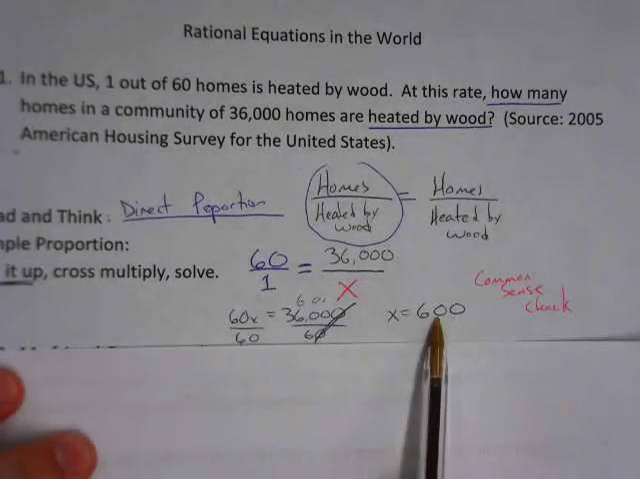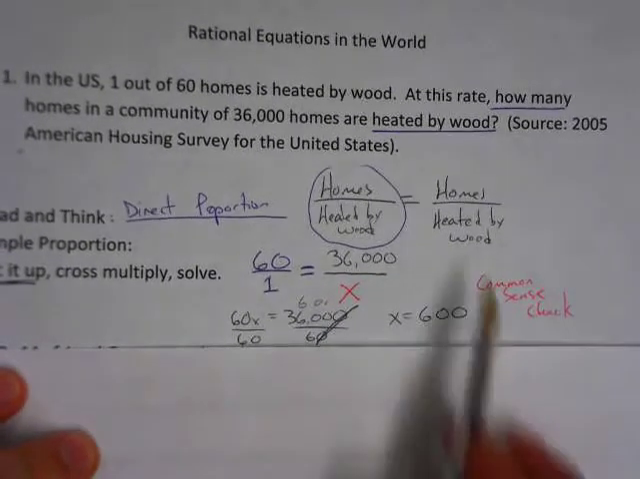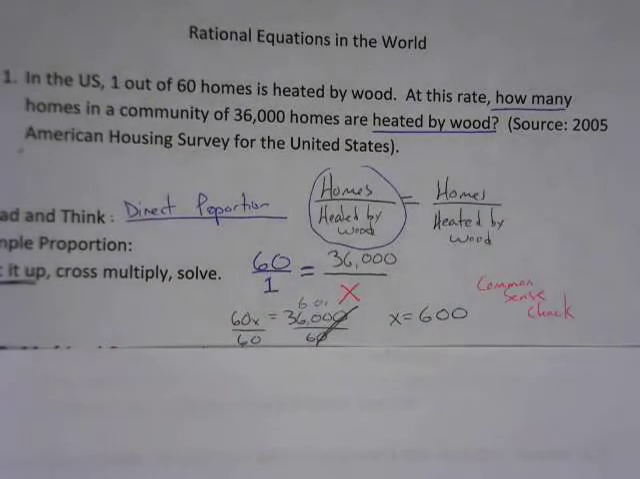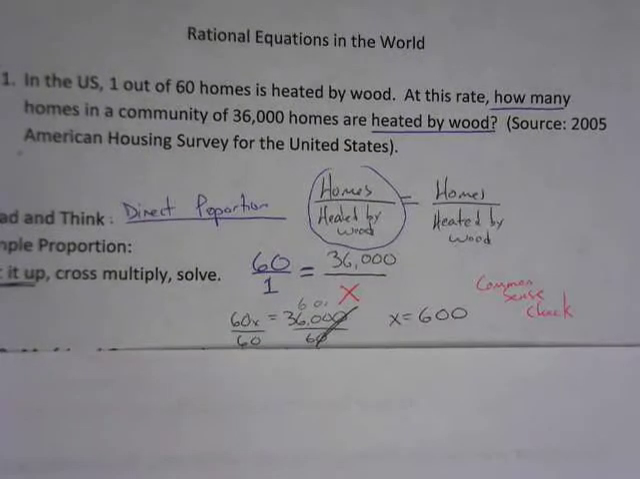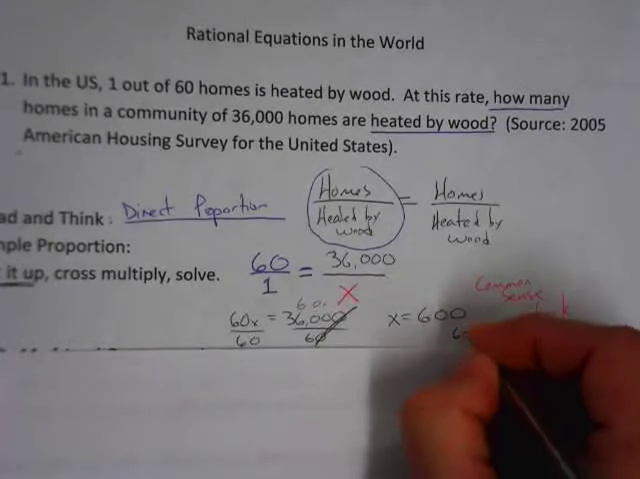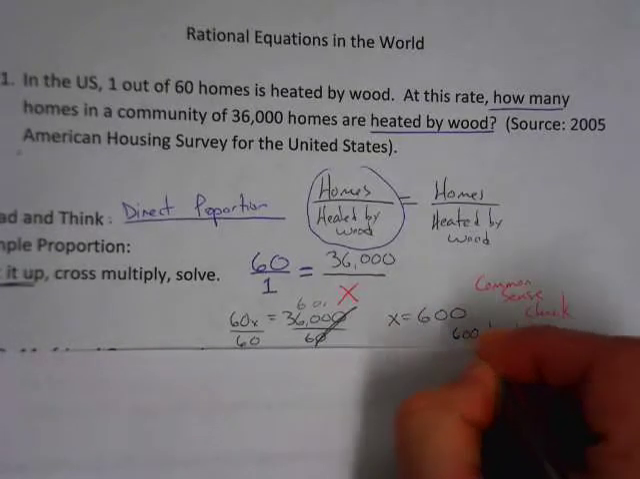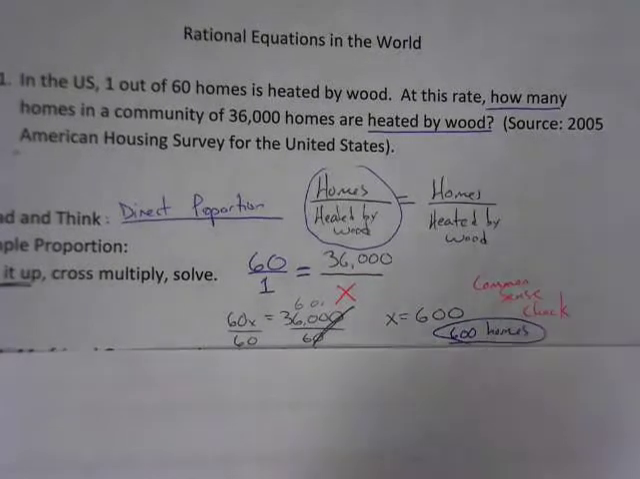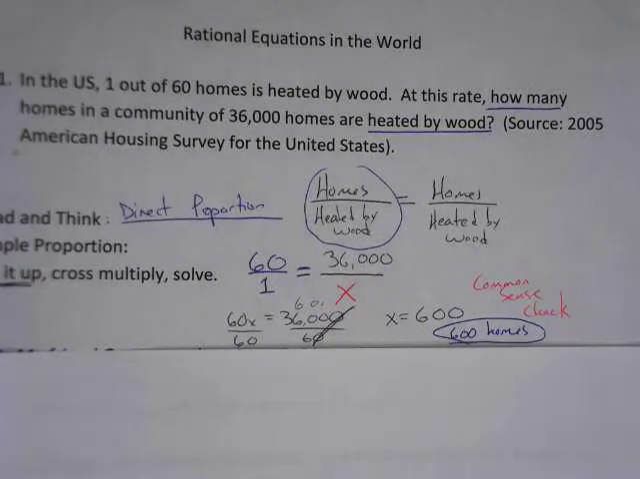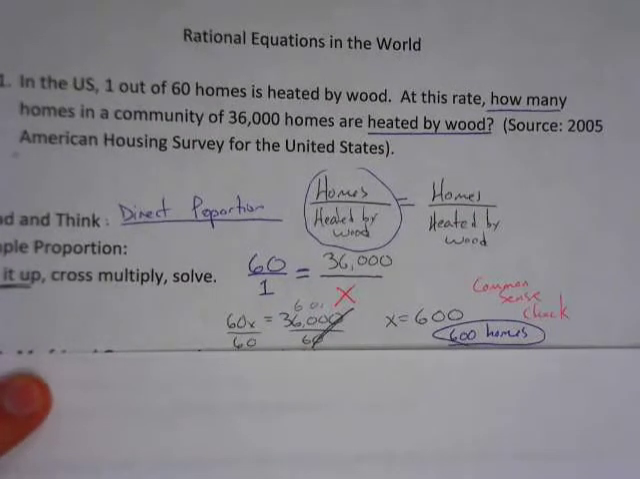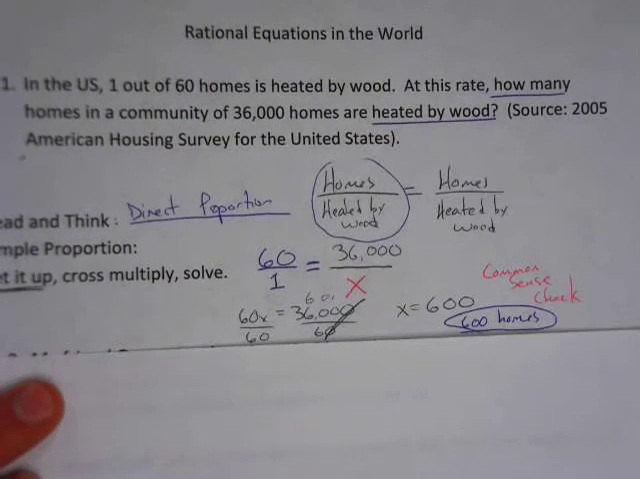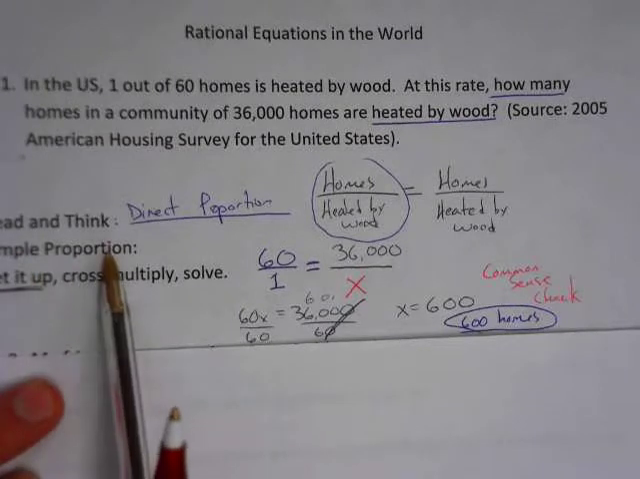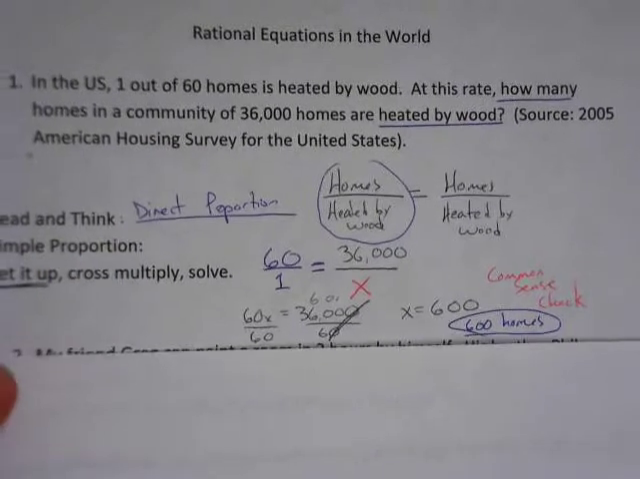So don't just say, well, 600. 600 what? So 600 homes are heated by wood. That's the answer. So what's our solution? Well, there's going to be 600 homes. That's what you're going to circle. That's going to be your result because you've done the common sense check. It makes total sense, and you're answering the question. All right, so sometimes you may come across a word problem that is a simple proportion, direct proportion, sometimes.